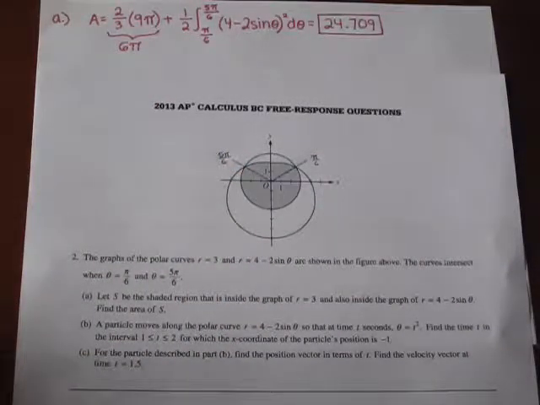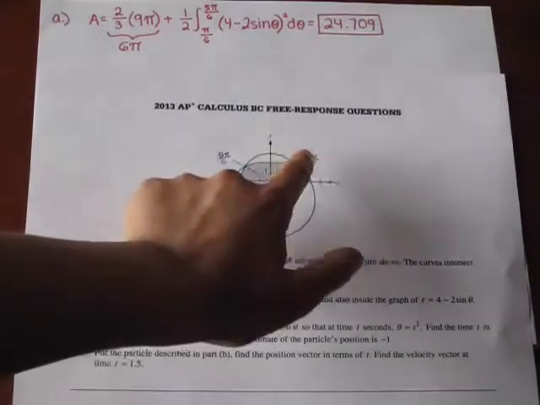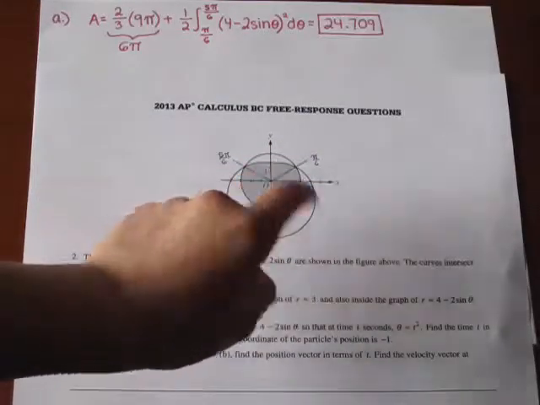And then for r, you're going to plug in 4 minus 2 sine theta, because if you plugged in 3, you'd also be adding in this white part right here, which you don't want. You just want the part under the limacon.